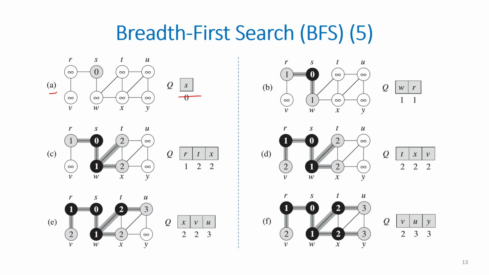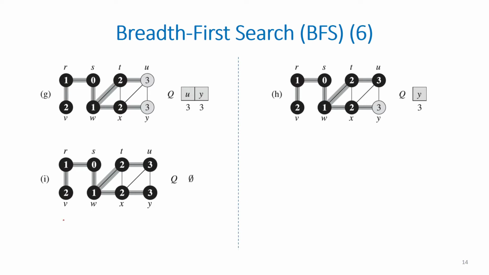Then we visit all the vertices that share edges with vertex S. Here, the two neighboring vertices are R and W. We change their colors to gray, add 1 to their distances, and set S to be their predecessor. So we see that with one step, we can reach vertices R and W from S. We then place R and W in the queue and repeat the process over and over until the queue becomes empty. In the end, we see that BFS finds all the shortest paths from S to every other vertex.